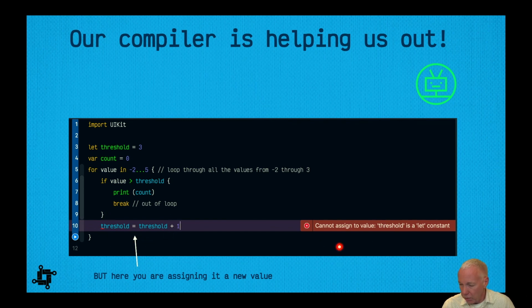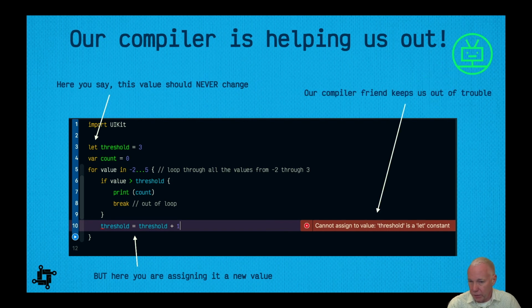But notice I get an error over here now. And it says, hey, the compiler, my buddy, my friend, is saying, you can't do that, or you shouldn't do that, because you told me already that it was a let. You told me it was a constant. And so this is a bug that is being found by the compiler. It's making it very obvious to you, the developer, right up front. And that is really going to help us have an algorithm that works properly. So here you would say this value would never change. And here is the error. Our compiler friend keeps us out of trouble by giving us that error.